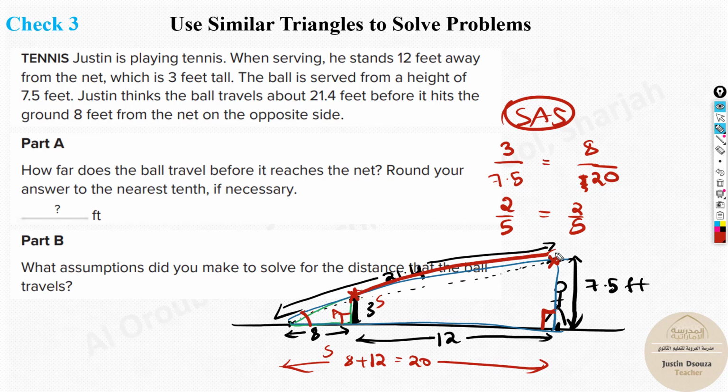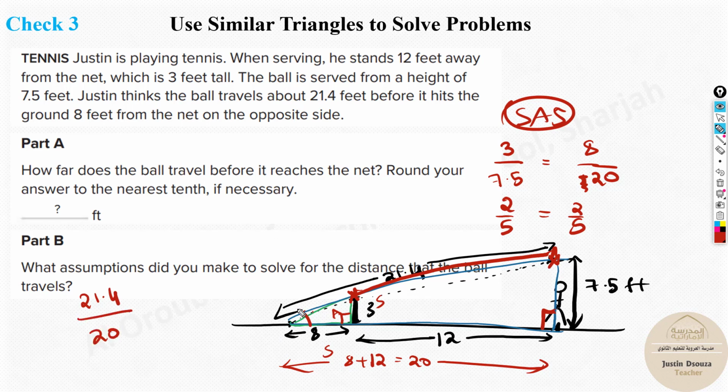This is unknown, right? We know the total distance is 21.4. So what you need to do is use the total and this one. Let's take the below side as the total, because over here we know both the sides, right? What is this below side? The total is 20.